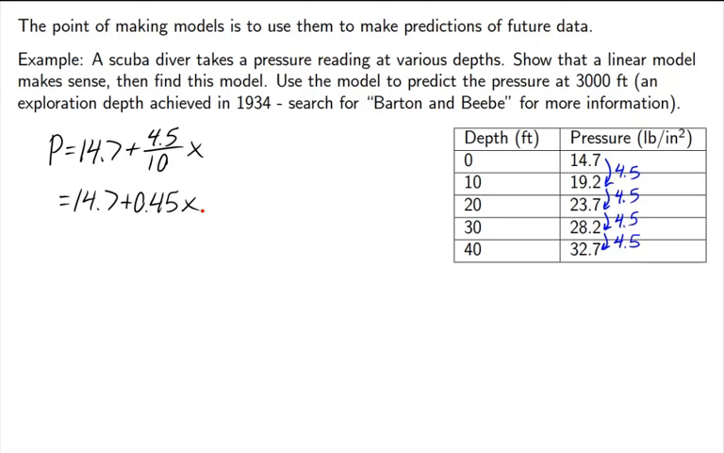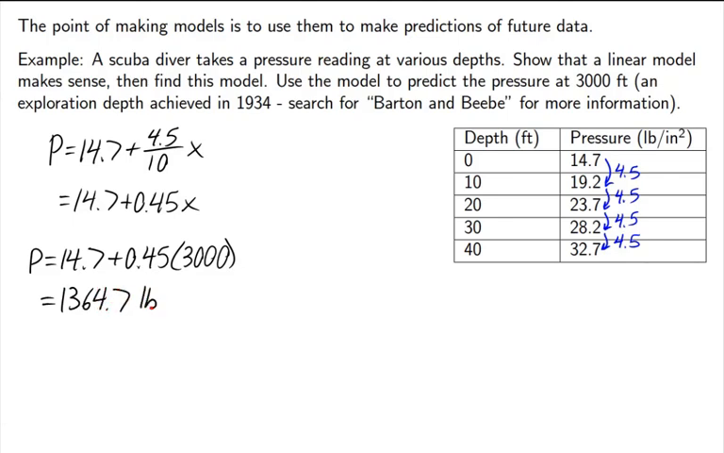And so now we're going to look at 3,000 feet. The pressure at 3,000 would be 14.7 plus 0.45 times 3,000 feet. And let's see what we get out of this. I get 1,364.7 pounds per square inch. That's a lot of pressure. And so this is what had to be overcome in order to do a deep sea search.